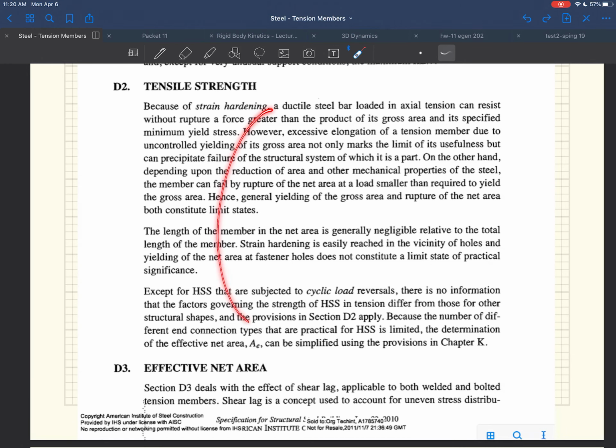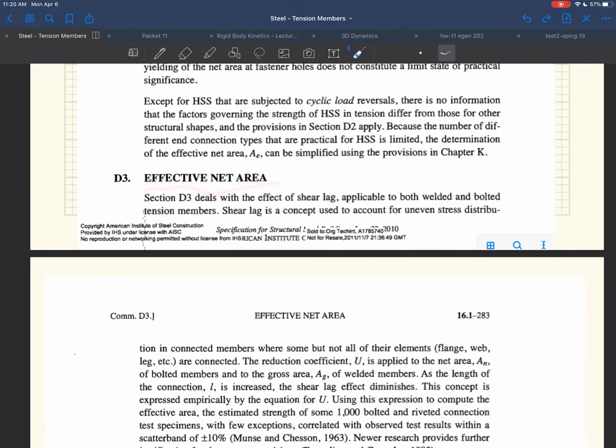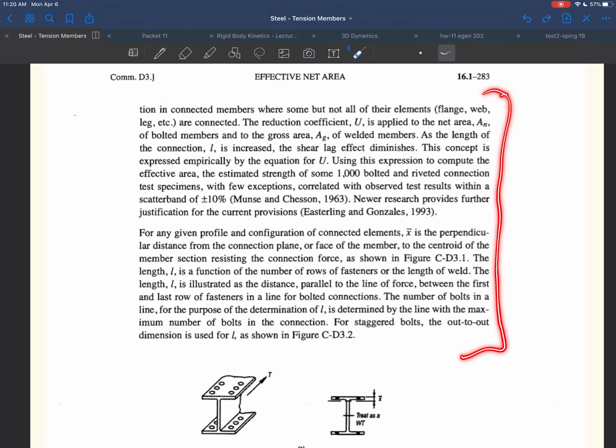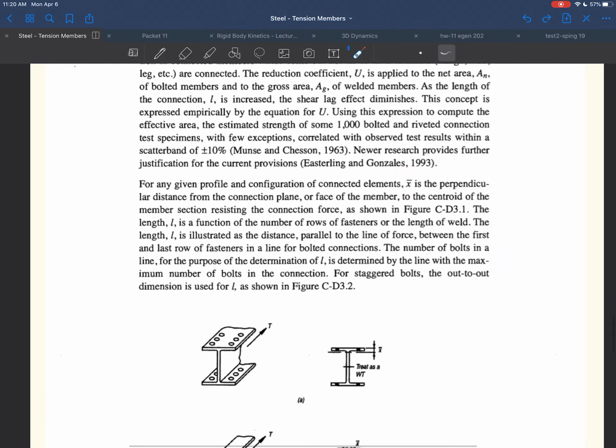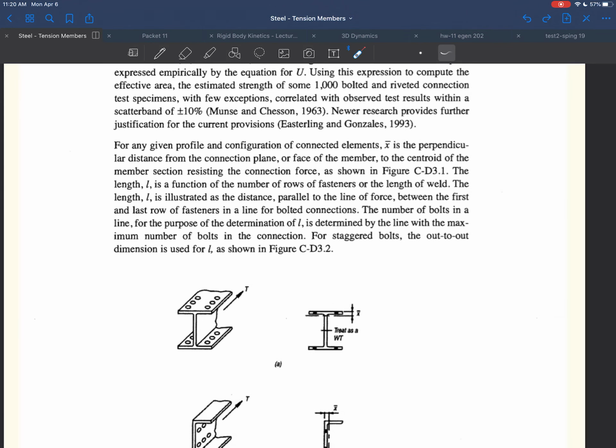Okay, it talks about some of these, a little discussion about the tensile strength and things of that nature. But here we are at effective net area, right? How do you calculate these X bars? And I would read through this. They've got some explanations on how you calculate X bar. Okay, but here's a graphical representation.